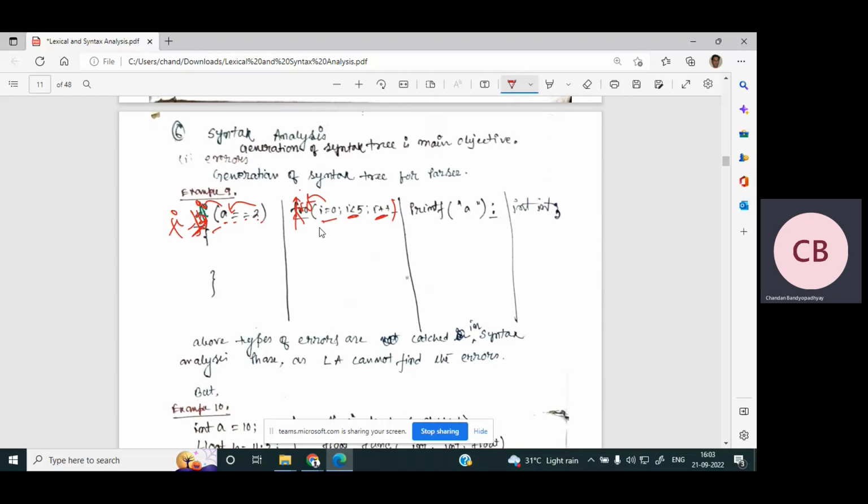Correct. So the statistical analysis shows that if I consider 100% of the errors that we make in a code, then 80% of the errors are checked in the syntactical phase, in the syntax analysis phase, more precisely. Only 20% of errors are there, maybe semantical errors or maybe lexical errors. So syntax analysis has a lot of work to do before it passes the entire structure to the semantic analyzer.